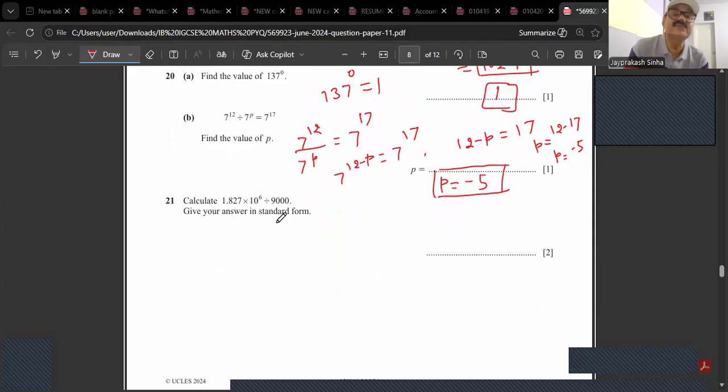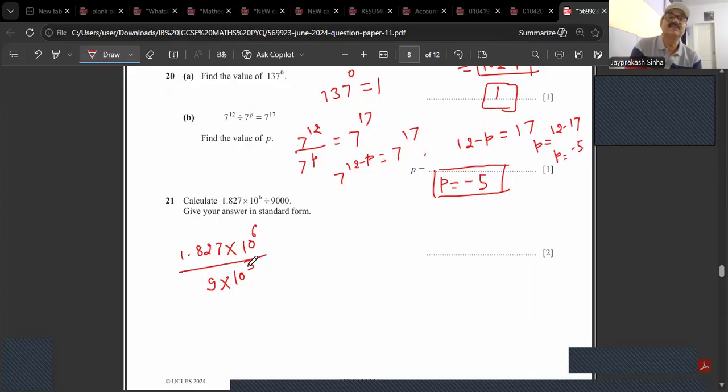Calculate 1.827 × 10^6 divided by 9,000. Give your answer in standard form. Okay, so we can write this as 1.827 × 10^6 divided by 9,000. This 9,000 we can write as 9 × 10^3. So now we have 1.827 upon 9.